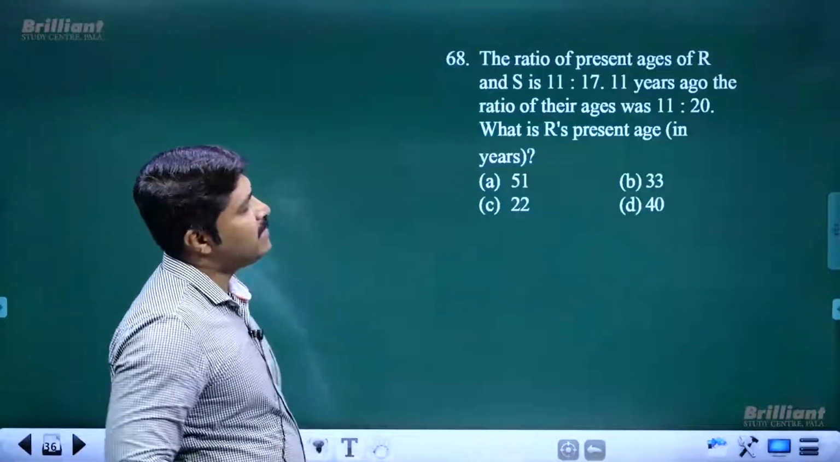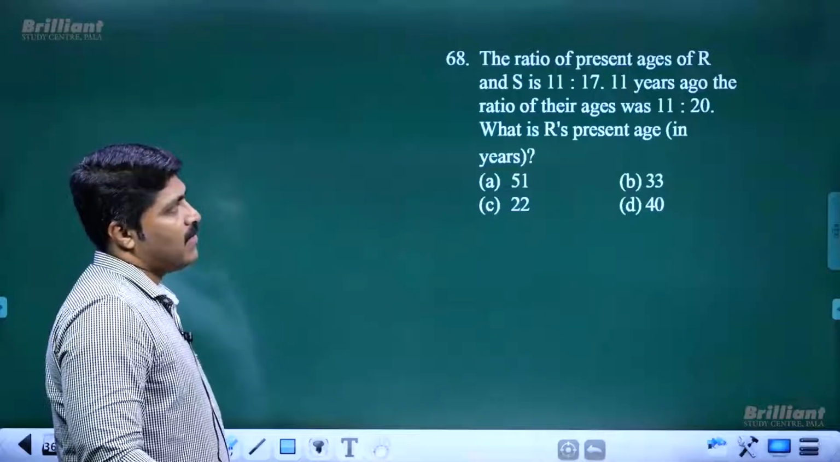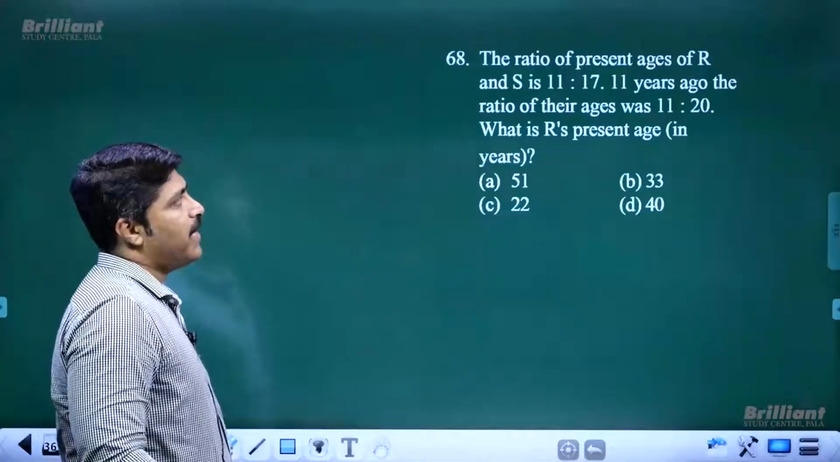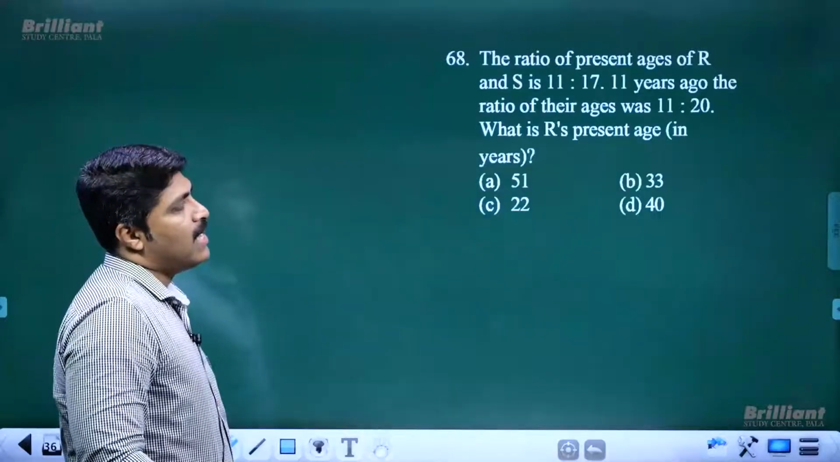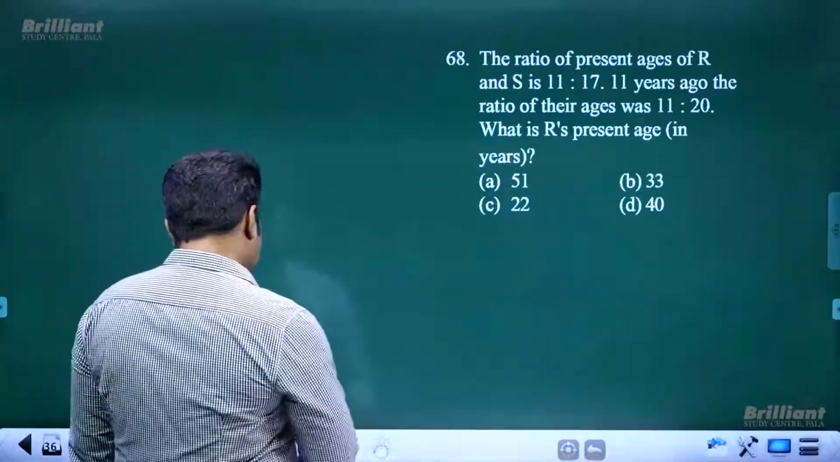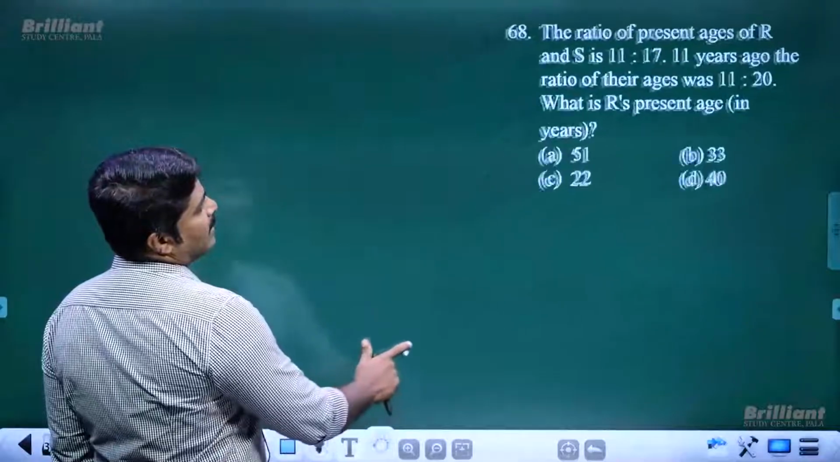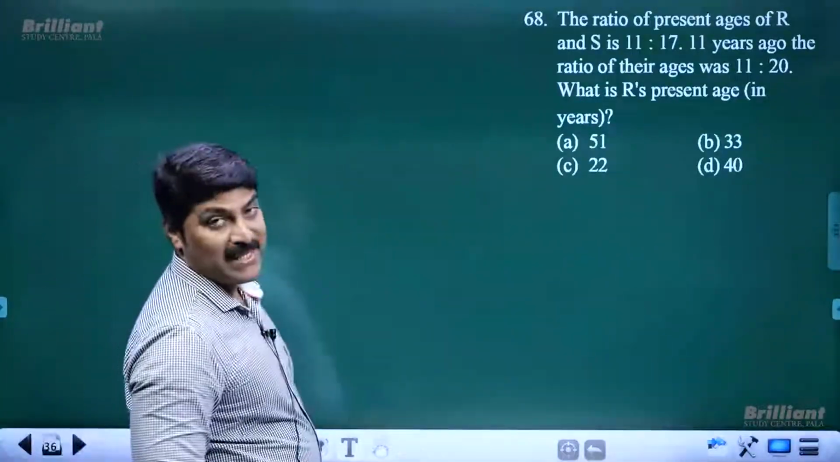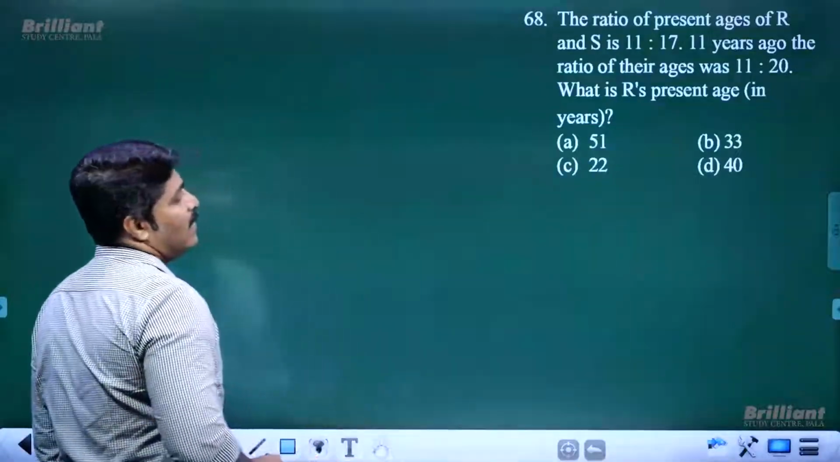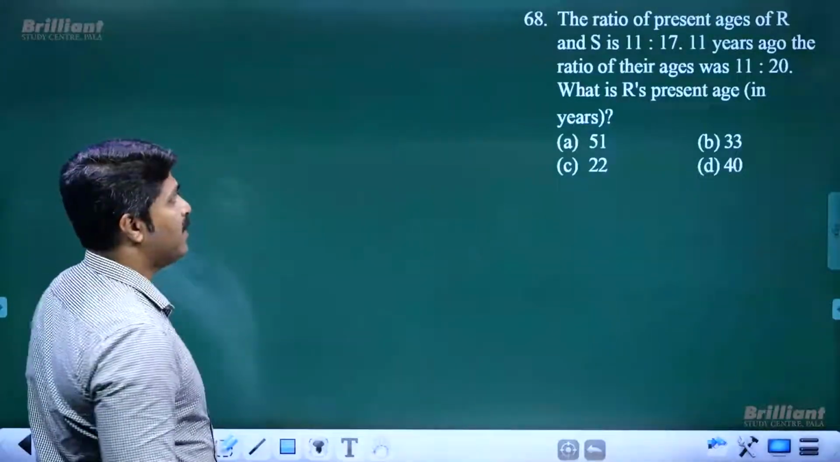The ratio of present ages of R and S is 11:17. 11 years ago, the ratio of their ages was 11:20. What is R's present age? It's an interesting question. It's a changes in ratio question. I will explain one of the easiest and most beautiful methods for finding such kind of alteration, the ratio method.